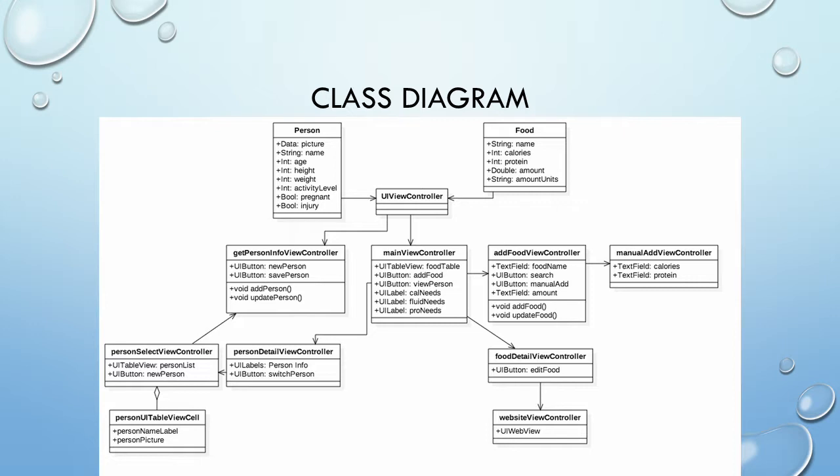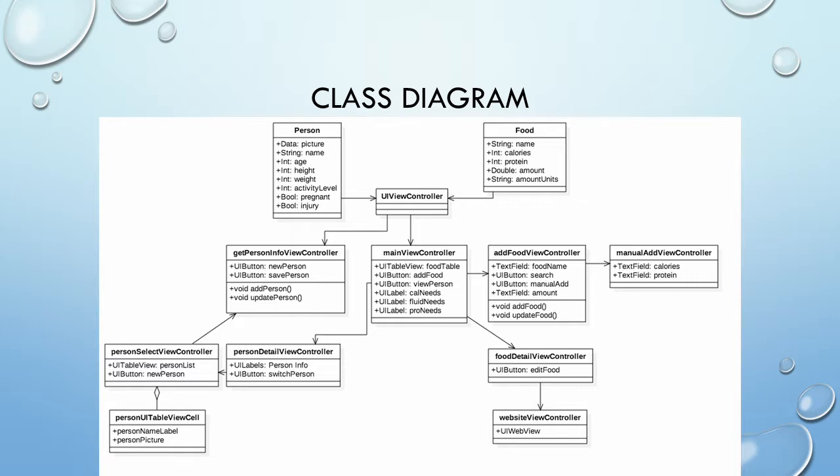That directly accesses information from the person detail view controller, which stores the person item information. And in that person item, you can see different data structures for a picture, a name for them, age, height, weight, and it's not implemented yet, but activity level is in there, as well as if they're pregnant or if they have a serious injury. So that's all stored within Core Data.